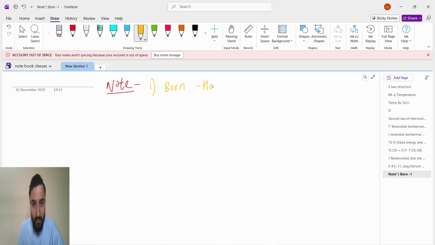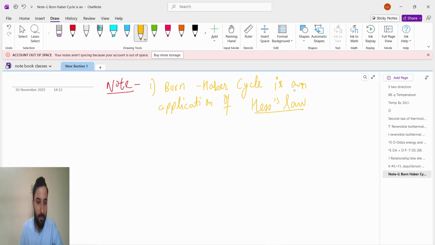Born-Haber cycle is an application of Hess's law. Which application? Born-Haber cycle is an application of Hess's law. Second, I will write BHC, but don't write BHC; you have to write Born-Haber cycle.